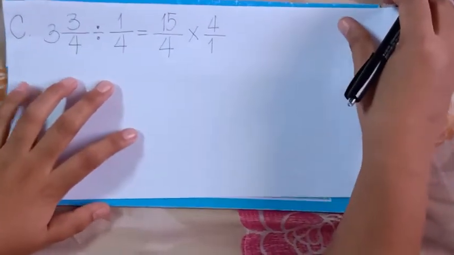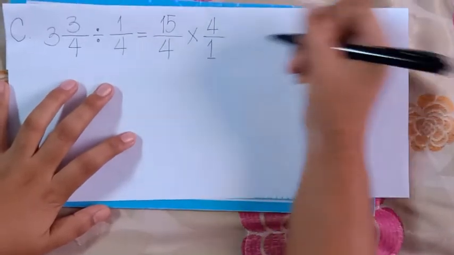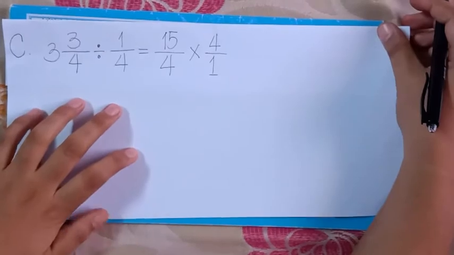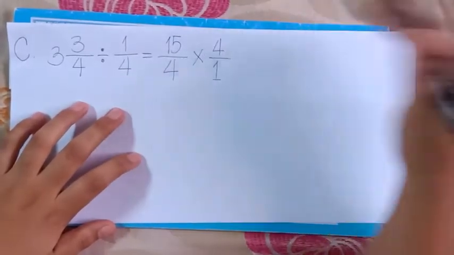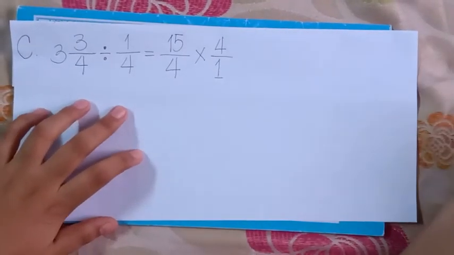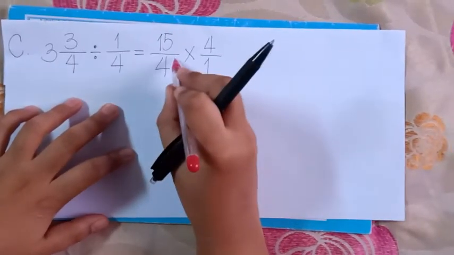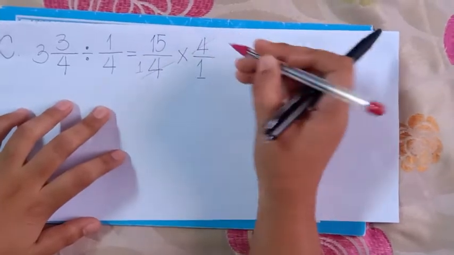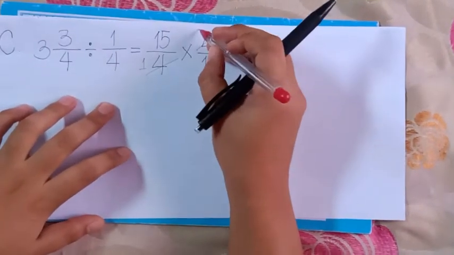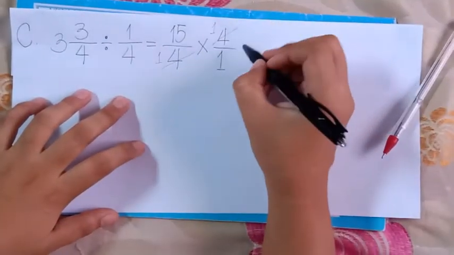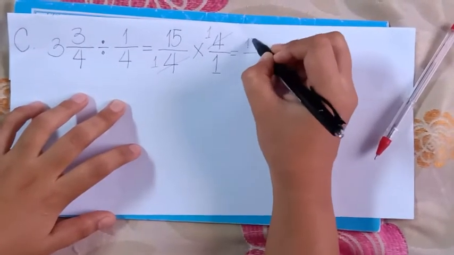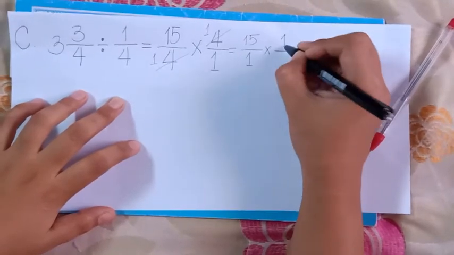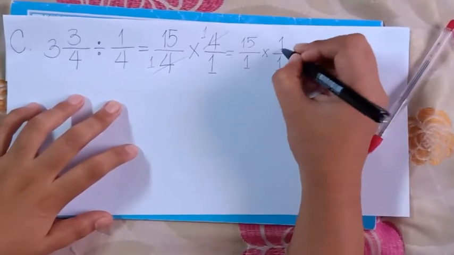Okay? So do we have any numbers divisible between our denominator and numerator? Yes, we have. That is 4. So that is divisible by 4. 4 divided by 4 is 1. And 4 divided by 4 is 1. So what is remaining? That is 15 over 1 times 1 over 1.